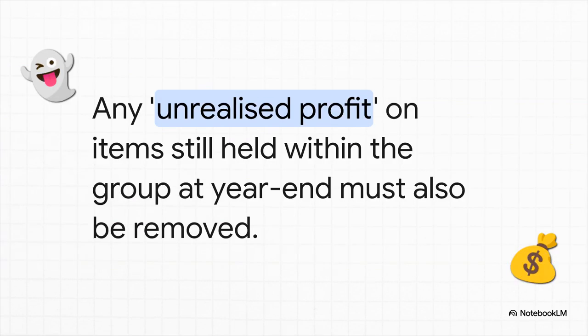Remember that $20 profit that Company A thought it made? Well, if Company B is still holding onto that inventory at the end of the year, that profit is considered unrealized. It's not a real profit from the group's perspective because the item hasn't been sold to an actual customer yet. So that phantom profit has to be taken out of the final numbers too.